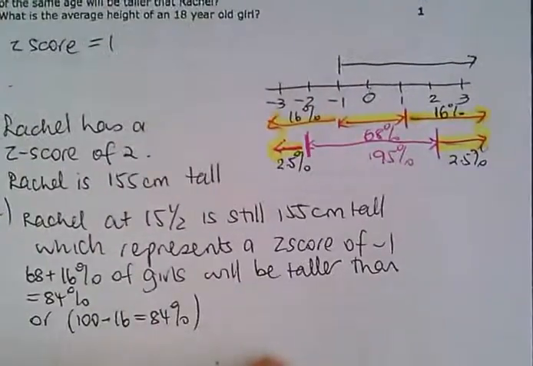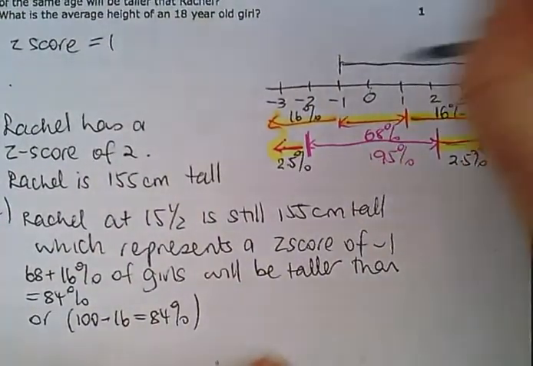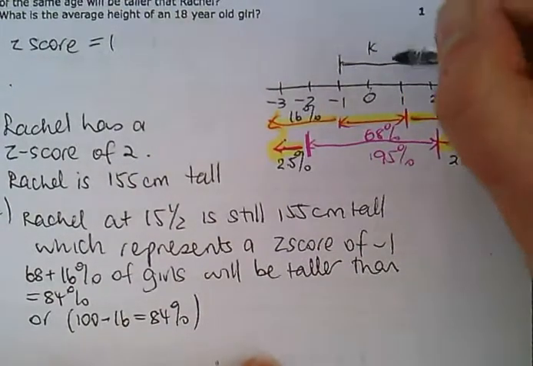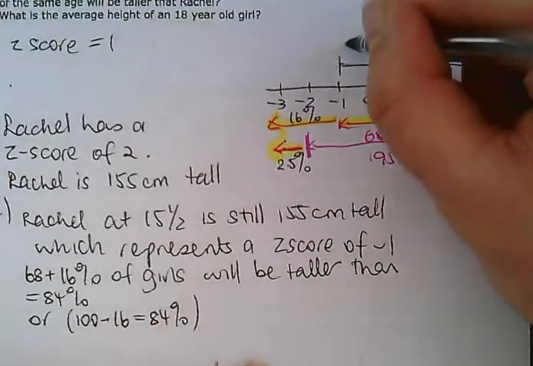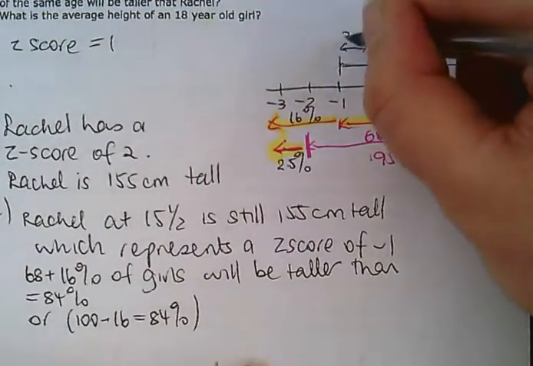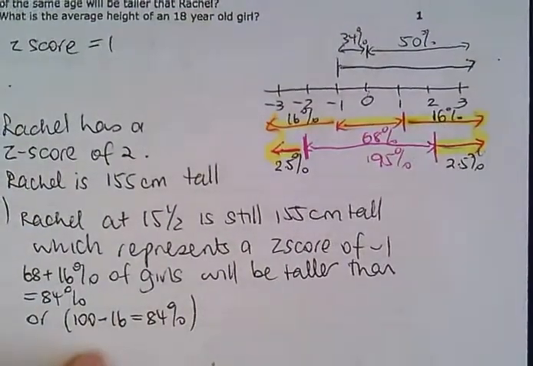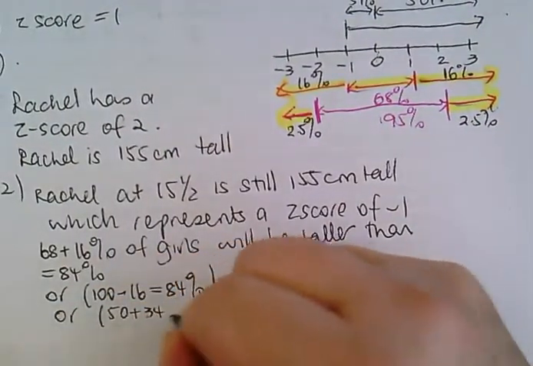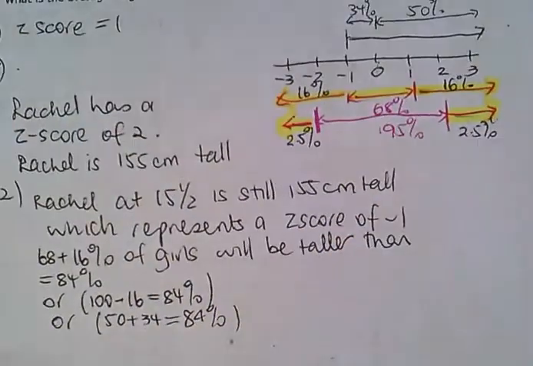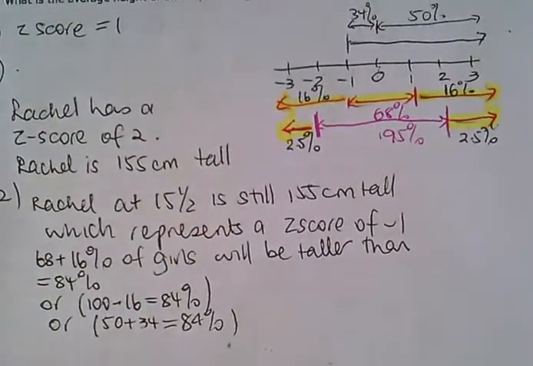So if she's got a Z-score of -1, I can do this two ways. I can say that bit is 50%, and this bit, if I want, is 34. So I can do it like that too. Or I could have done 50 plus 34 is 84%. So I could have worked it out 3 different ways.